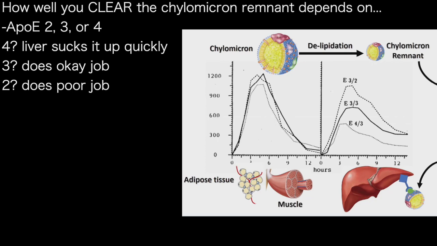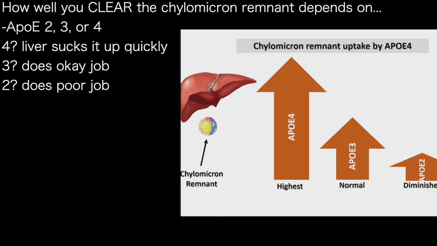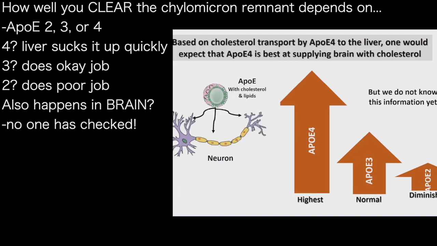If you are ApoE4, the liver basically sucks up the chylomicron remnants very quickly. It doesn't do it well if you are ApoE2. It's somewhere in the middle for ApoE3. This shows that ApoE4 basically is sucking up the cholesterol in the chylomicron remnant into the liver. The ApoE2 is pretty bad at it, and the ApoE3 is somewhere in between. It's happening in the liver.